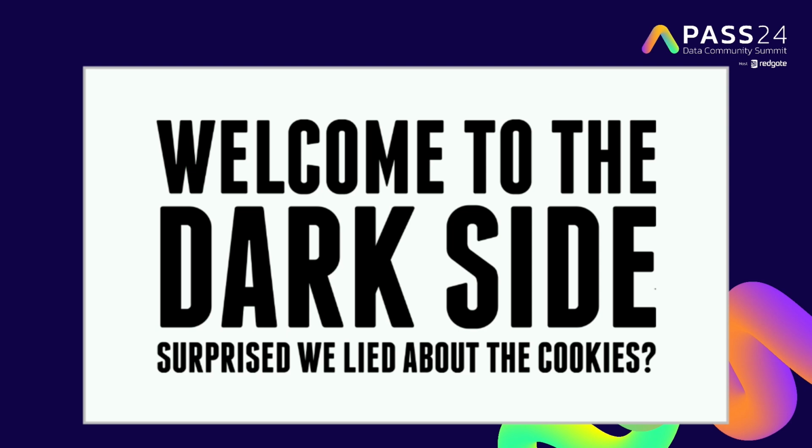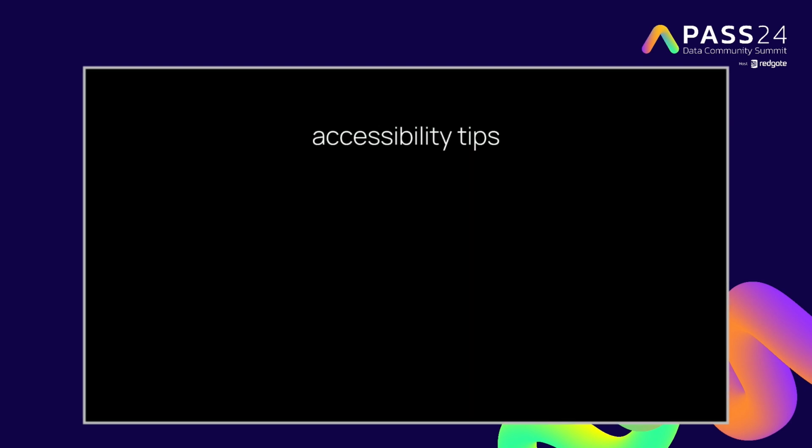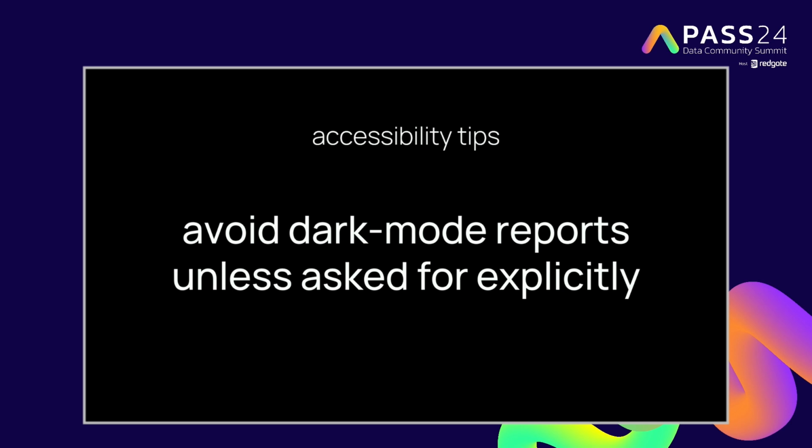That's why I'm saying, know your audience. Creating a dark mode report shouldn't be the first go-to thing you do. But you can always think about it, and try to understand your users, whether they're using the report at night. It may be better, but most people read and perceive reports better when they are light reports. So the accessibility tip would be: avoid dark mode reports unless asked for explicitly.